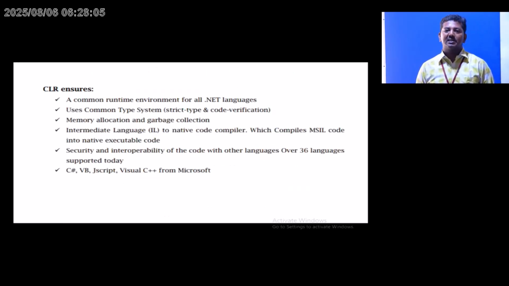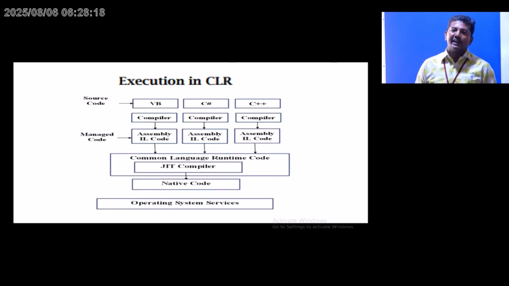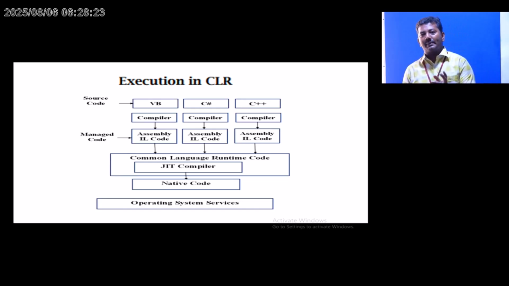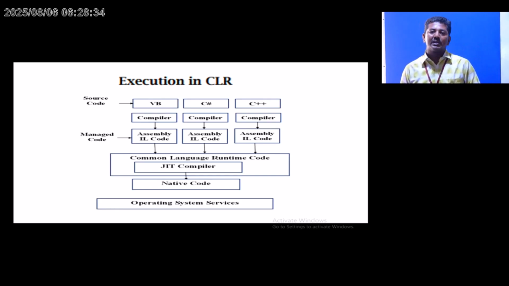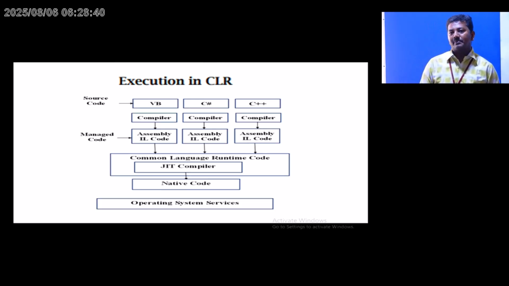About CLR, we have already discussed. Whatever the programming language we have written in the code, we may use this particular IDE to run all those programming languages. That's why we call it the common language runtime. In the type of execution, we may use VB or C# or C++, whatever the programming language it may be. The compiler in the intermediate layer converts this code into assembly IL code, that is, intermediate language code. In the common language runtime, we use a JIT compiler, that means just-in-time compiler, and it will convert it into native code.